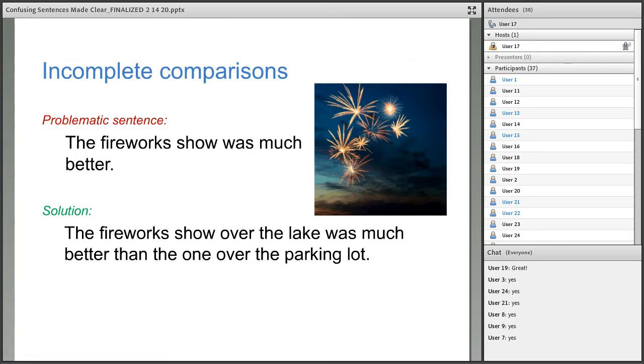In this example, you might say, "The fireworks show over the lake was much better than the one over the parking lot." Now we know what 2 items are being compared.